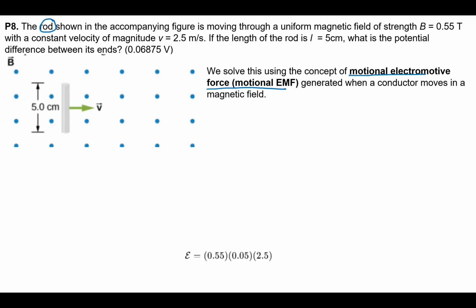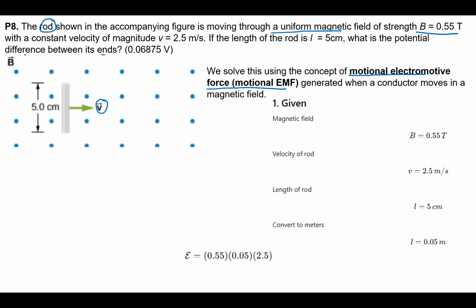It is moving over a uniform magnetic field. That means the magnetic field doesn't change as a function of time, but this rod is moving with a constant velocity. Then what's going to happen? We have to think about the situation. So the magnetic field is constant and uniform.